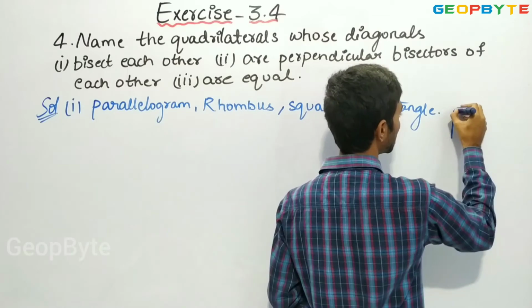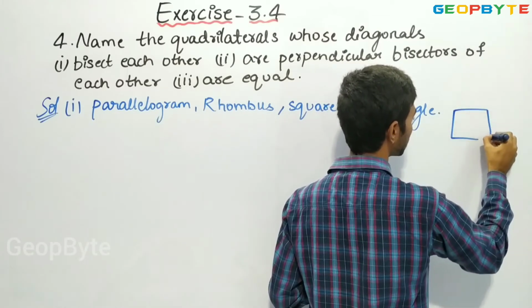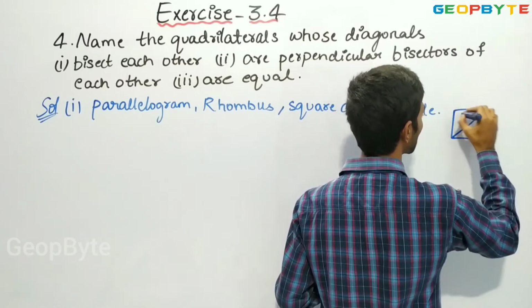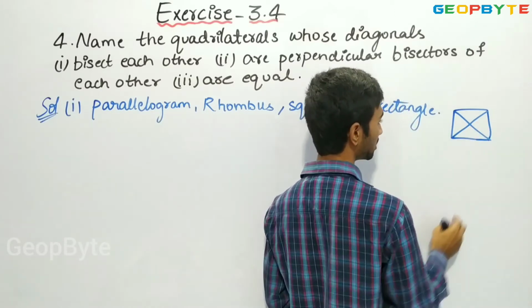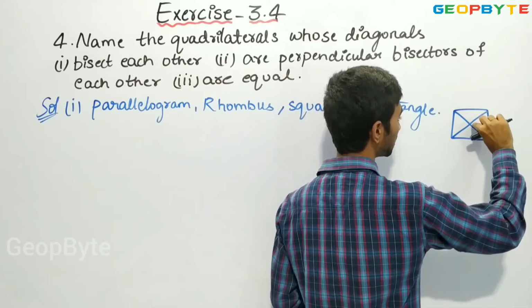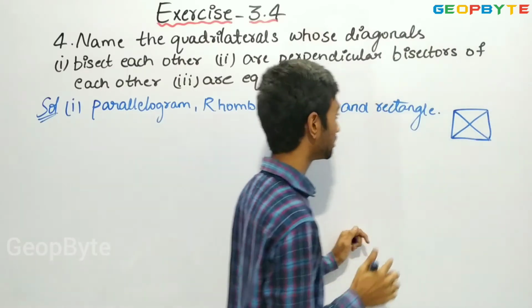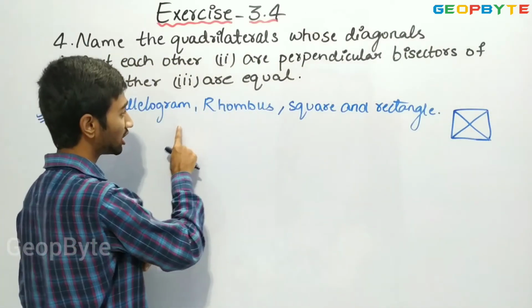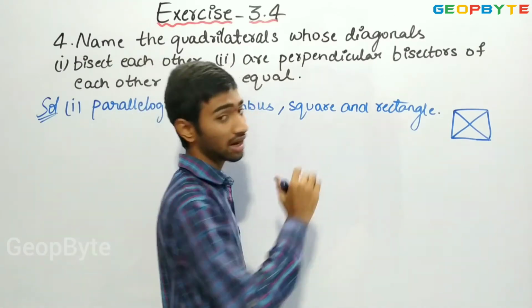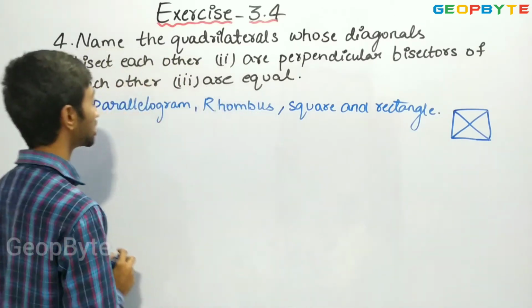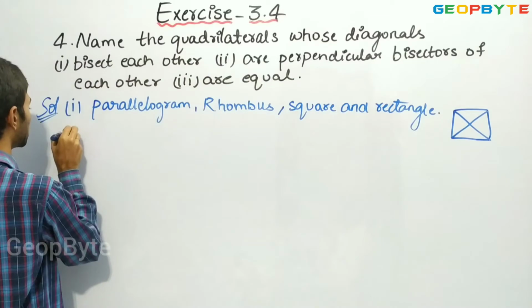That is, if this is a square, diagonals bisect each other. So here this length will be equal to this length and this length will be equal to this length. And similarly for parallelogram, rhombus and rectangle, diagonals bisect each other. Now let us see the second one.